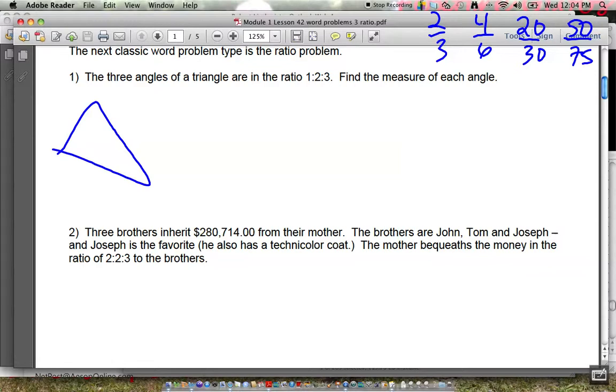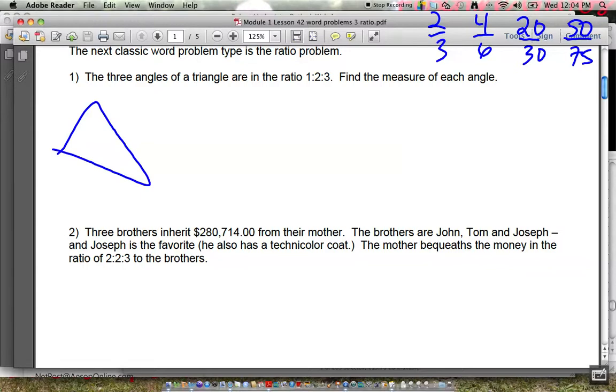For instance, 2 to 3 is its simplest form. 4 to 6, I have to multiply by 2. 20 to 30, what did I have to multiply by? 10. What about 50 to 75? By 25. In the problem, you don't know what that common thing is. So when there's something you don't know, what do you call it? Come on, it's algebra. What do you call it when you don't know what it is?